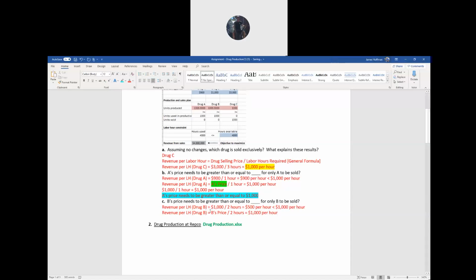Okay, so what's this price? So you can see that what divided by 2 equals 1,000, and that's obviously 2,000.